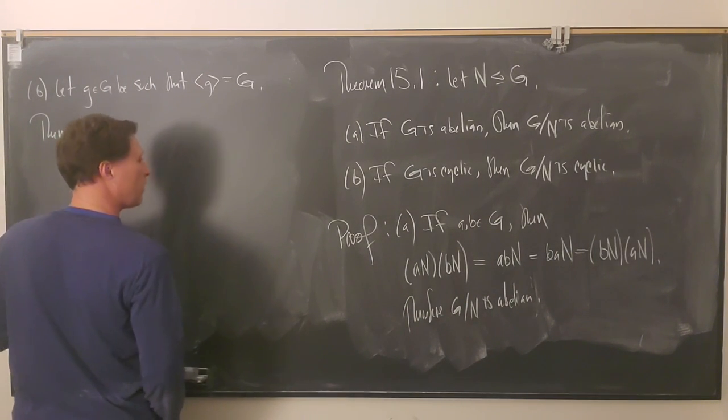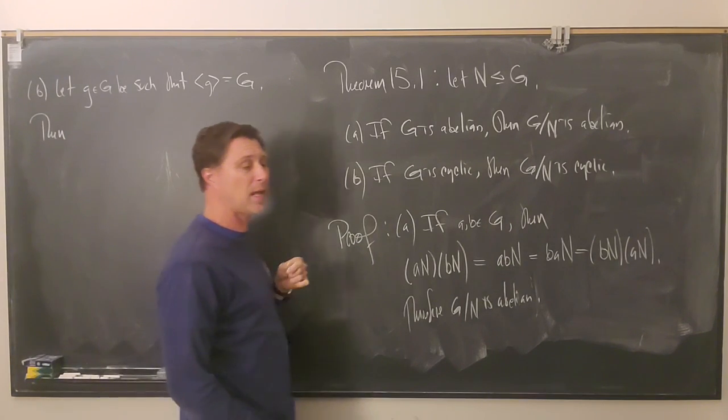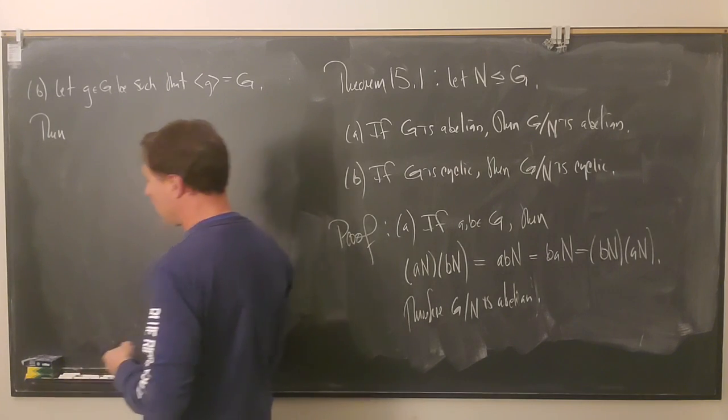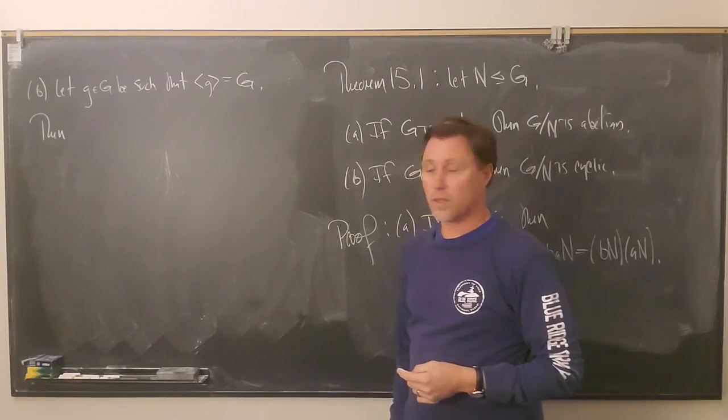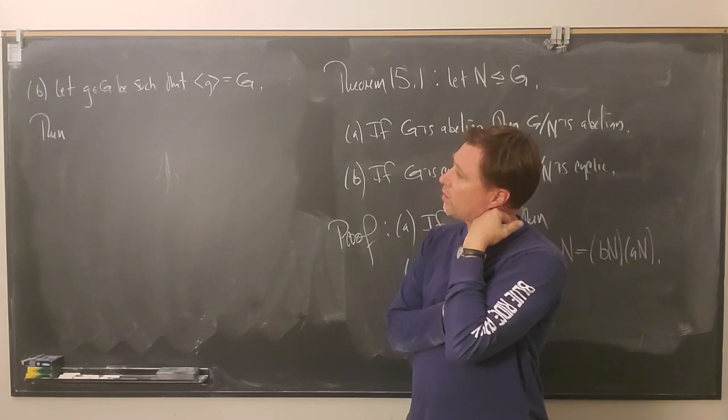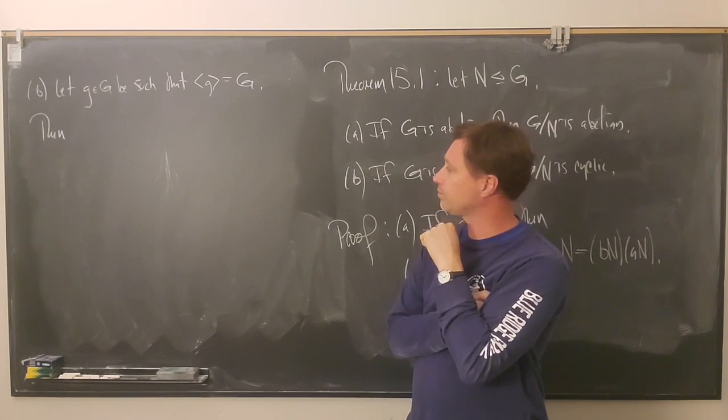Okay, so we need a generator for G mod N, and I think the obvious choice is going to be, what do you think? I'll give you a second to think about that. So we've got our generator little g, who's going to generate all the elements of G mod N.